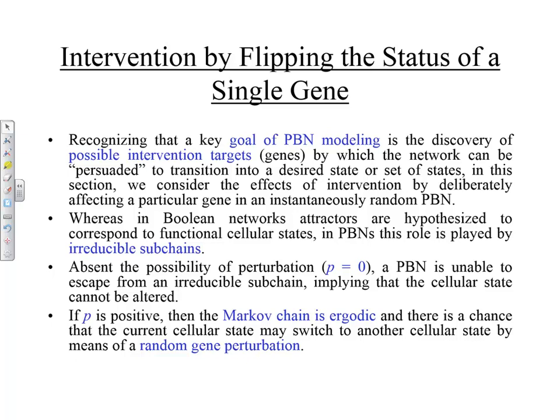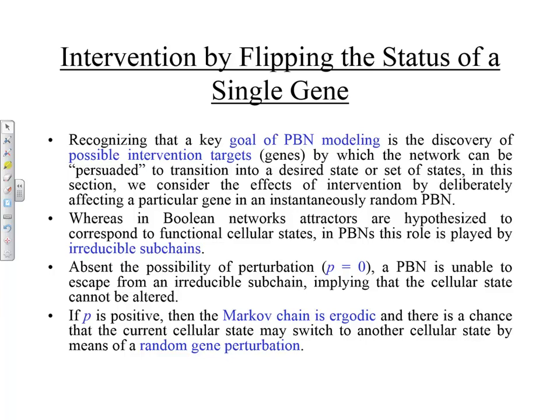So absent the possibility of perturbation, that is p equal to 0, remember p, we said that p was the probability that a gene will randomly change its value from 0 to 1. If the probability for that is 0, then all states will not communicate. So absent the possibility of perturbation, a PBN is unable to escape from an irreducible subchain. It's just like the basin of attraction in the case of the Boolean network: if you get in there, that's where you have to stay. You cannot go anywhere else, implying that the cellular state cannot be altered.